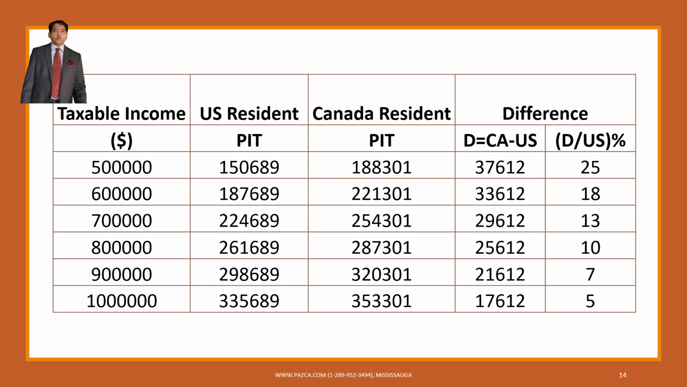At $700,000, it's only 13%. At $800,000, it's 10%. At $900,000, it's 7%. And at $1 million, the difference declines to 5%. So the conclusion that we can draw from this slide is that initially the Canadian counterparts are paying more tax within this upper income group, but gradually as the income rises from $500,000 to higher income levels, the difference is reducing gradually.